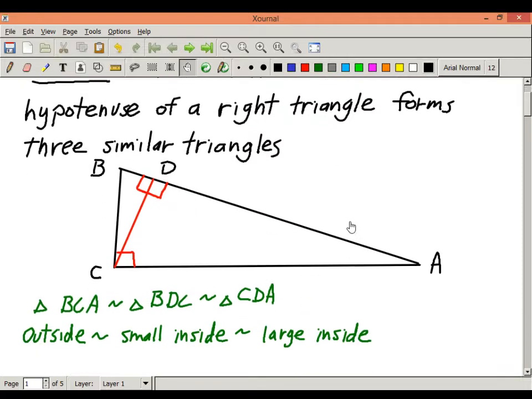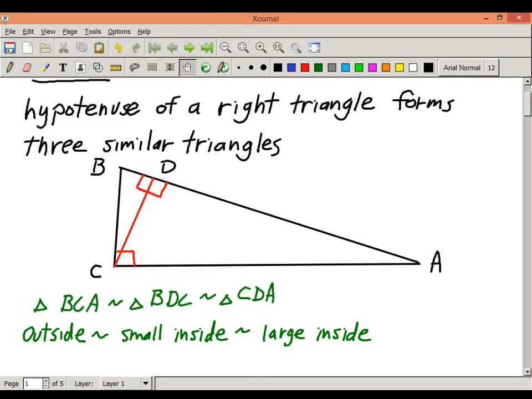So we can write a similarity statement relating all three triangles to each other. So I'm going to refer to the outside triangle, the smaller inside, and the larger inside as I talk through this. So triangle BCA is the outside triangle. So you see it right there, triangle BCA. That's going to be similar to triangle BDC, which is the small inside. So BDC. Okay. And then that's also similar to the large triangle here, CDA, the large inside triangle, CDA. Right there. So that's the letters that you're going to use there to write that correspondence.